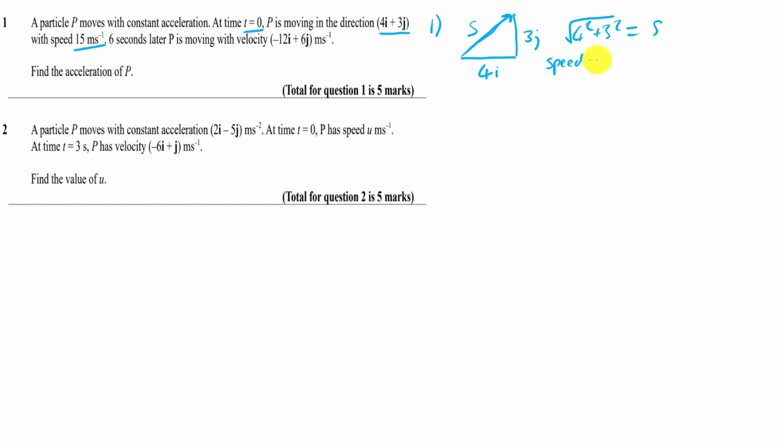So if speed equals 15 meters per second, therefore, if you can see, this is saying that the speed right now is 5, but it's saying it's 15. So the velocity must equal, because this 4i and 3j in this direction is worth 5, so the velocity must be 3 times the 4i plus 3j, because that actually makes the 15. So 3 lots of this will make the 15, because 3 lots of 5, which is then simplified to 12i plus 9j.